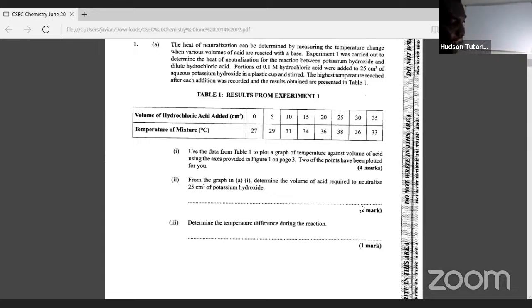Let's go now. It says from the graph, determine the volume of acid required to neutralize 25 centimeter cubes of potassium hydroxide. So let's look again. It says from the graph, determine the volume of acid required to neutralize 25 centimeter cube of potassium hydroxide. All right, how do you do this one? Think about it. How do we do this one? Anybody know?